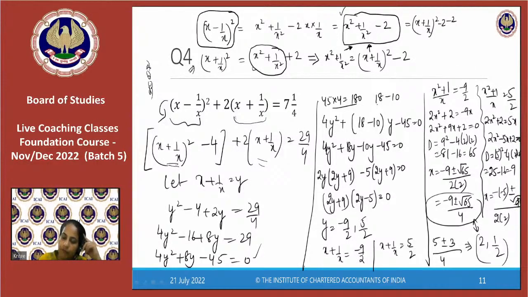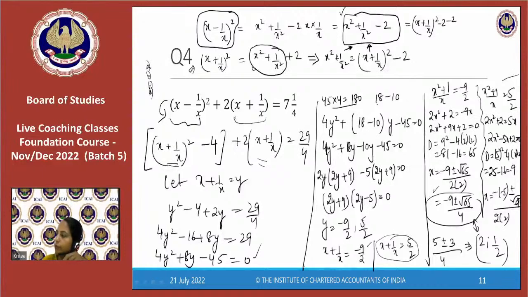We used the discriminant formula and found the value of x. This is with the value minus 9 by 2. Now the same equation with the value 5 by 2 is being solved, for which I got the values 2 and 1 by 2. That was the only new thing here.